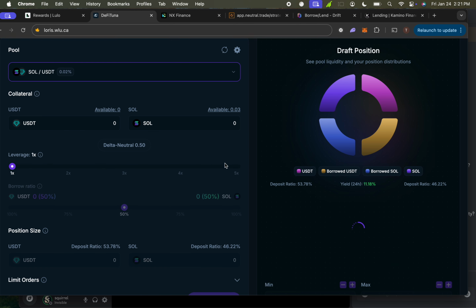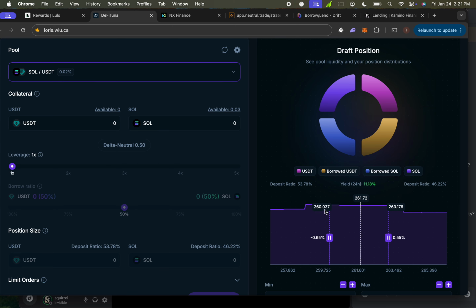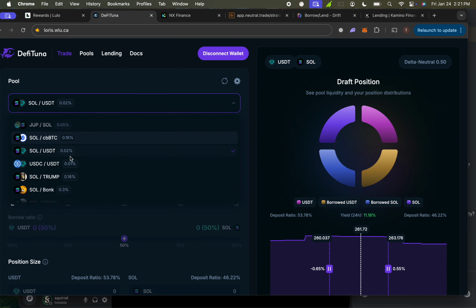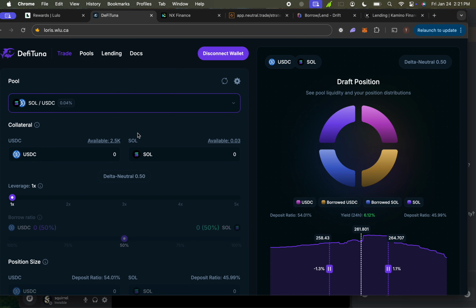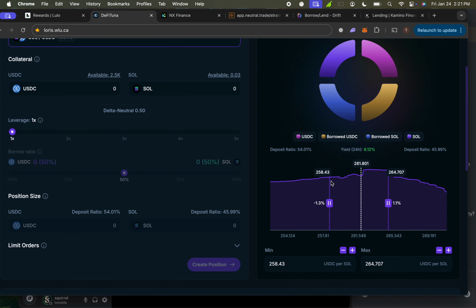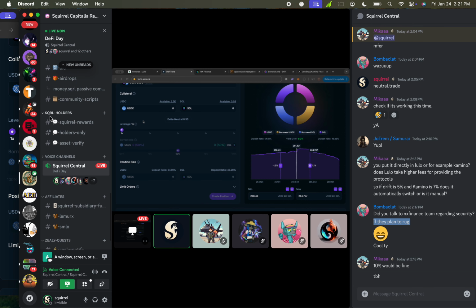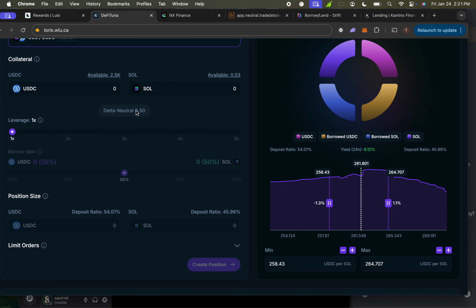Sure, Sol USDT, this works. Okay, so you guys can see that we have a range here, right? Oh wait, I don't want USDT, I want USDC. Sorry. Okay, so this is our range, and with this there is no performance fee, which makes sense because we are effectively doing the exact same thing that we would be doing on NX. And again, we're the ones making this configuration, so let's just take a look at what happens.